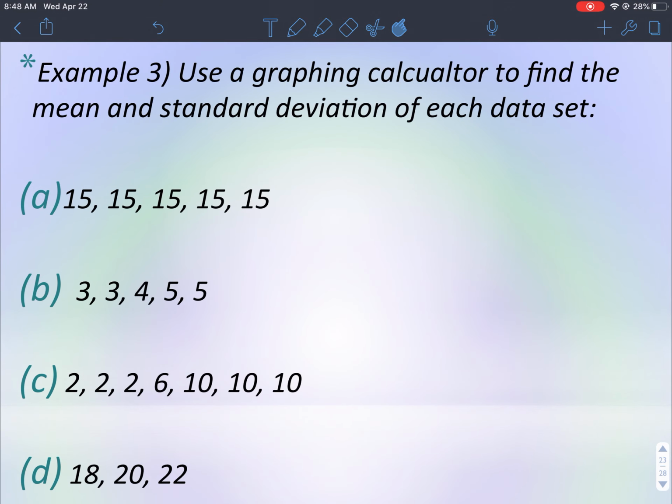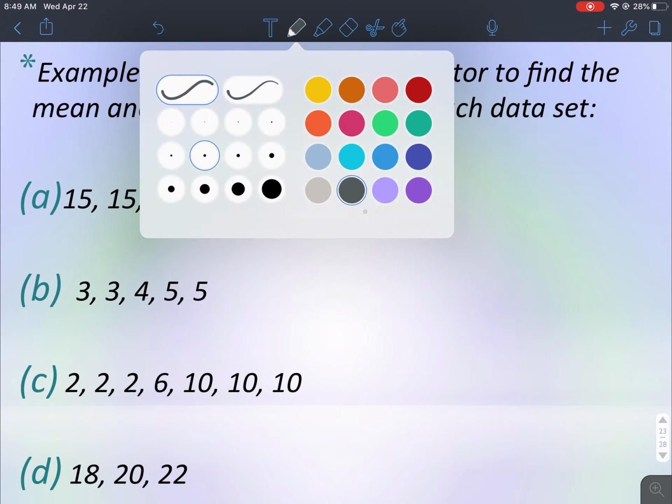Okay, next example. Use a graphing calculator to find the mean and standard deviation of each data set. At this point, I encourage you to pause the video, try A, B, C, and D, find the sample mean and the sample standard deviation for all of them. All right, here we go.